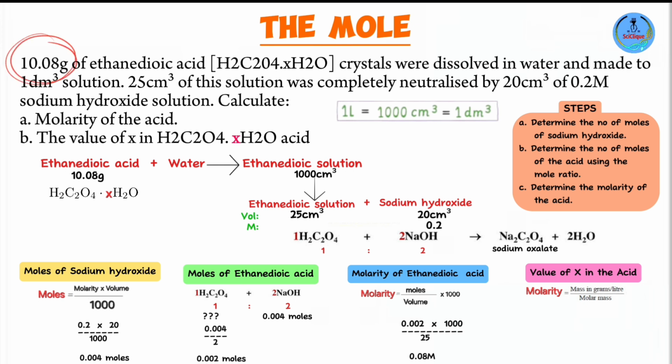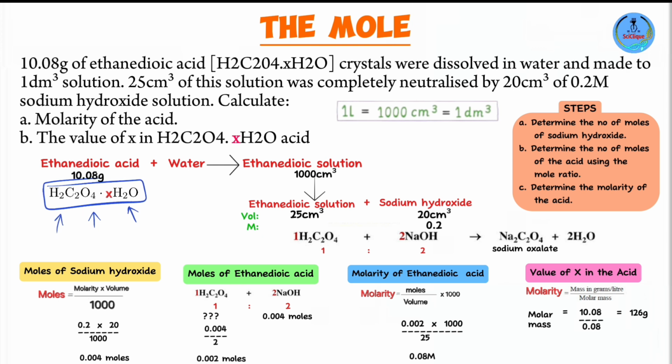10.08 grams were dissolved in 1 decimeter cubed, which as stated before is equivalent to 1 liter. So we can easily find the molar mass. The molar mass is given by the mass in grams per liter over the molarity: 10.08 over 0.08. This gives us a molar mass of 126 grams. What is the molar mass? This essentially is the mass of 1 mole of ethanedioic acid, including that of water of crystallization.